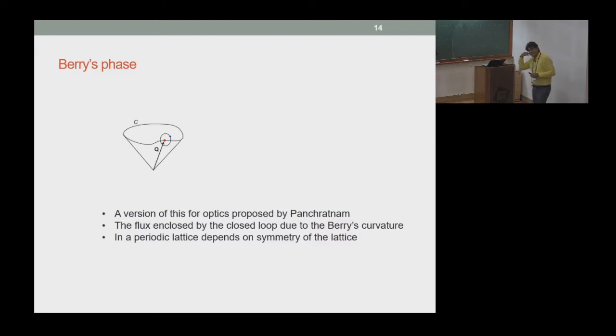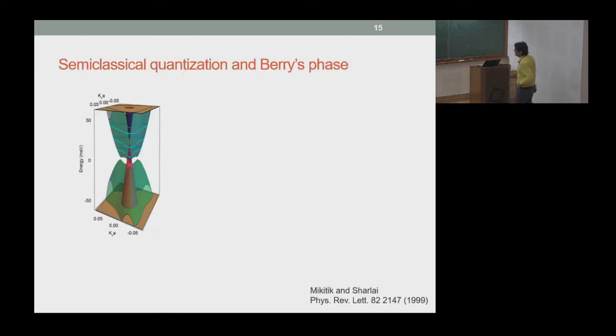As they move around, they will grab the flux that comes about from any Berry curvature that exists in the system. Because this process is adiabatic, we don't really have to worry about breakdown of adiabaticity in these kinds of experiments. So that basically sets up the experiment.